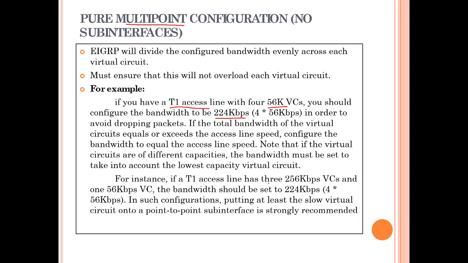So if you have 256K, then you can do it with the 56K, because your values would change according to your bandwidth. And putting slow virtual circuits onto a point-to-point subinterface is strongly recommended. This is the key point that a network engineer must understand.